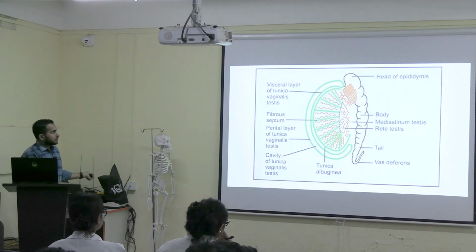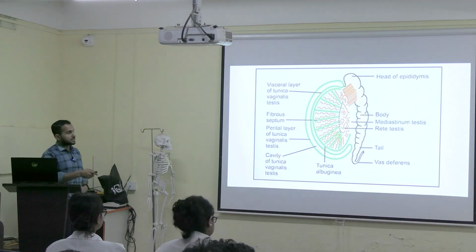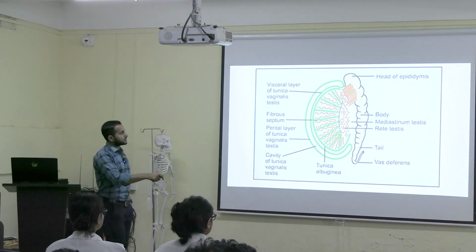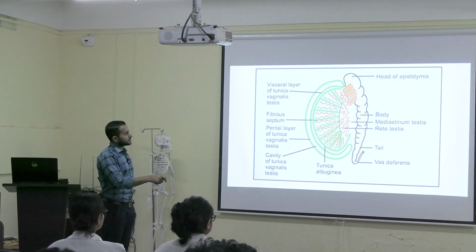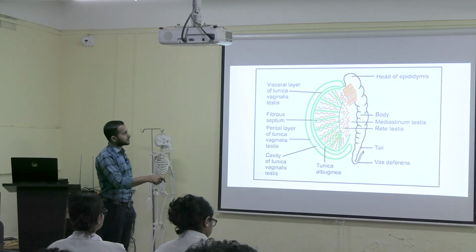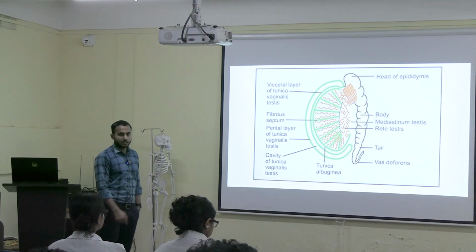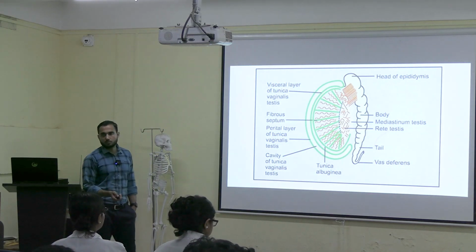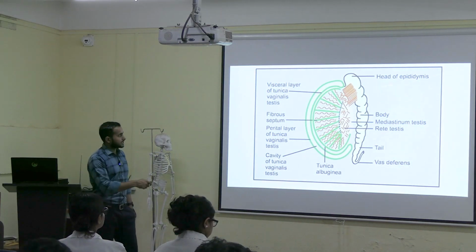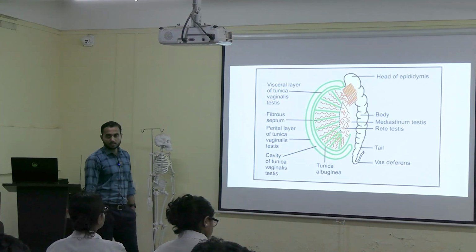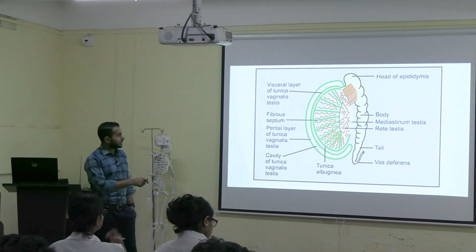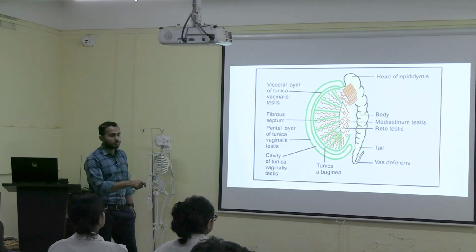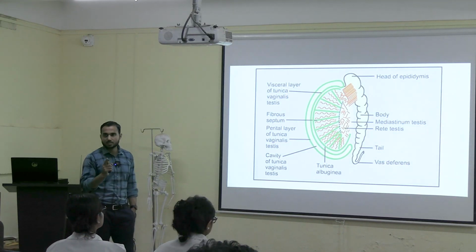So here is the diagram. In this diagram, what is this? This is the mediastinum testis. From the mediastinum testis you can see the septa going towards the substance of the testis, dividing it into numerous lobules. Each lobule is conical in shape, with the apex directed towards the mediastinum testis. Approximately 200 to 300 lobules will be present inside each testis.